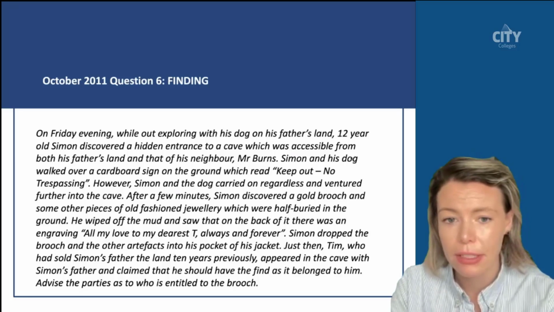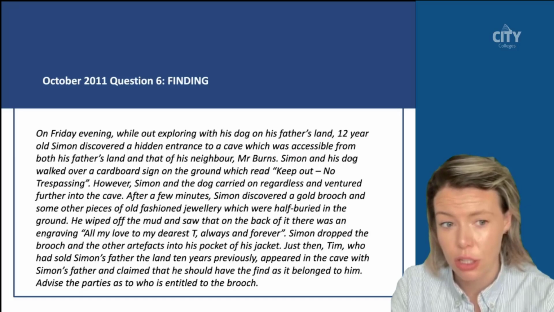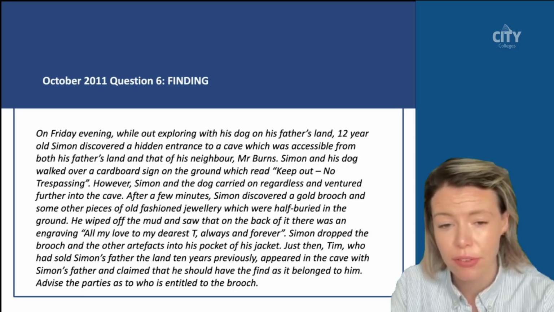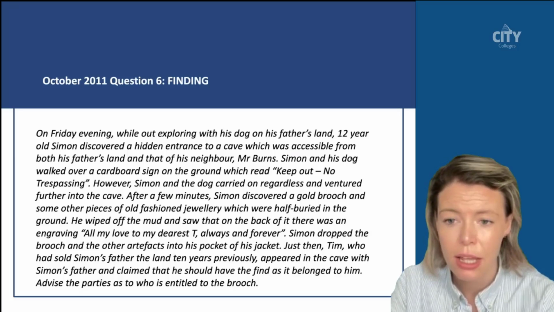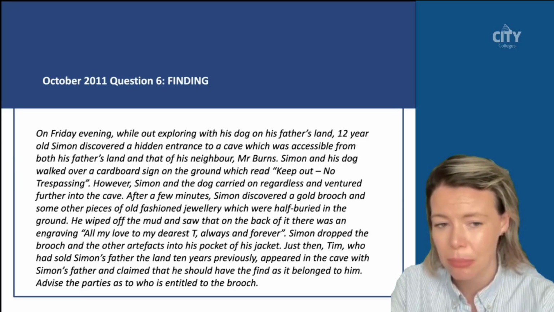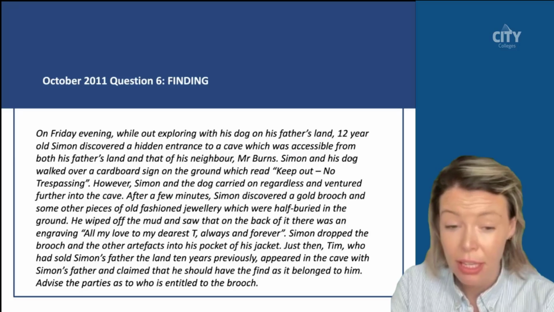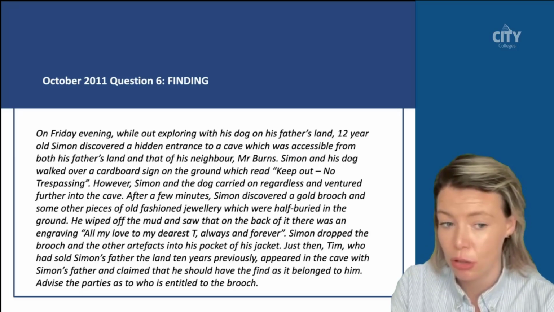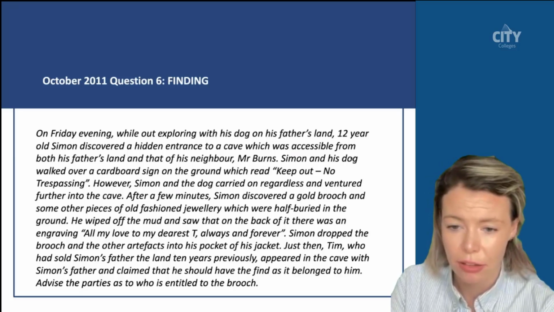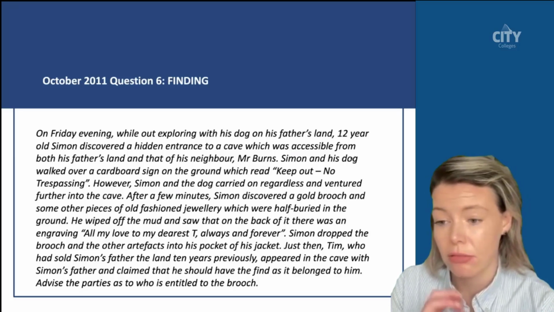On Friday evening, while out exploring with his dog on his father's land, 12-year-old Simon, so just note his age there, discovered a hidden entrance to a cave which is accessible from both his father's land and that of his neighbour, Mr. Burns. Simon and his dog walked over the cardboard sign on the ground which read, "Keep out no trespassers." However, Simon and the dog carried on regardless, ventured further into the cave. After a few minutes, Simon discovers a gold brooch and some other pieces of old-fashioned jewellery, which were half buried in the ground. Now, those words, half buried, are really, really important.